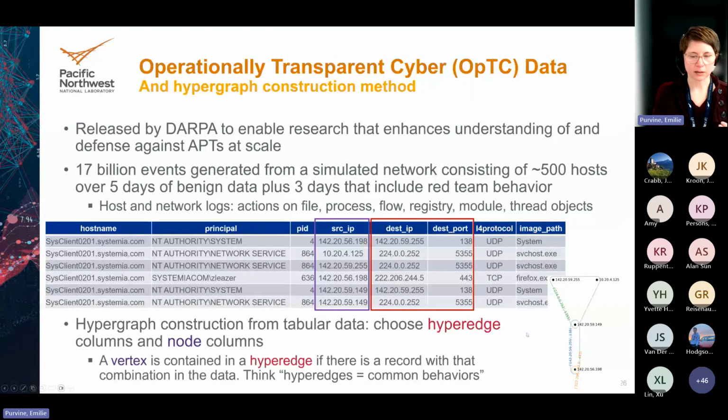What we think about is hyperedges are like common behaviors. Every source IP within one hyperedge is somehow doing the same thing. They're contacting the same IP for the same purpose, which is the same port. And what the hypergraph then does is look at how these different behaviors interconnect and interrelate. So patterns of behavior become motifs in hypergraphs.